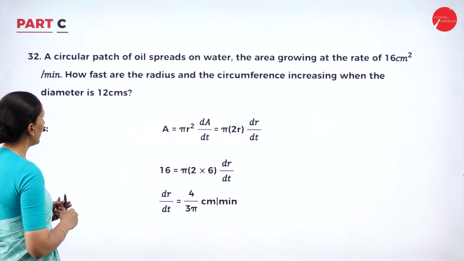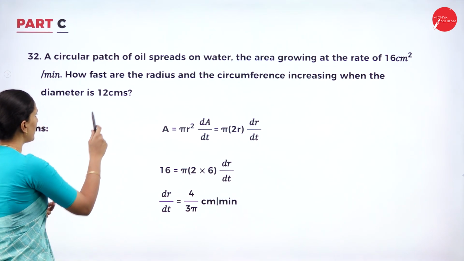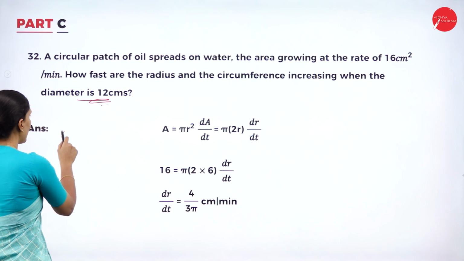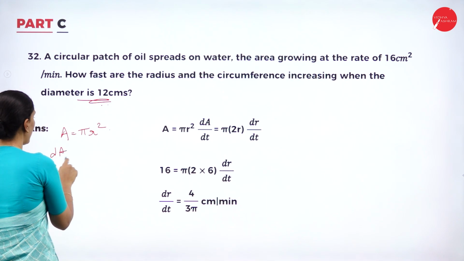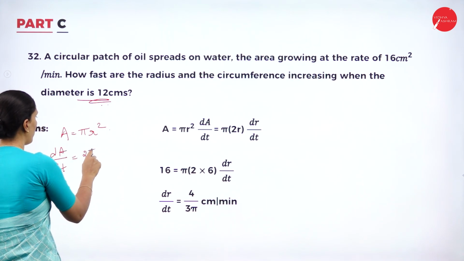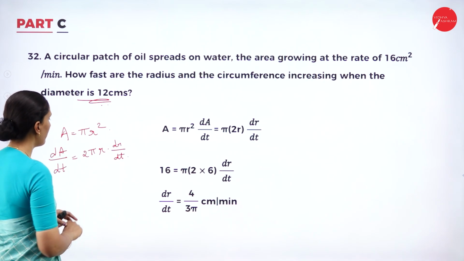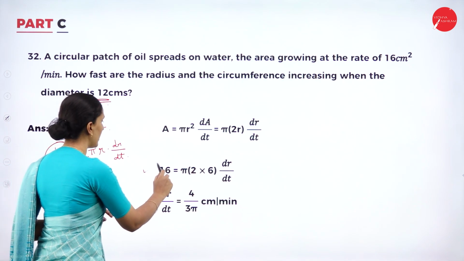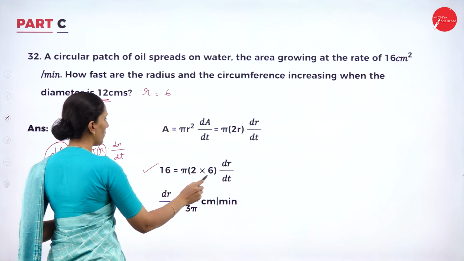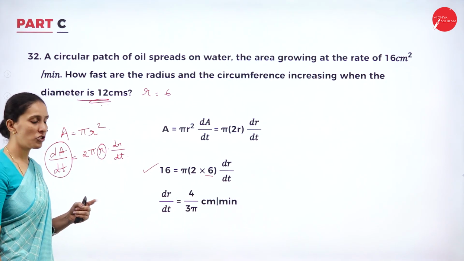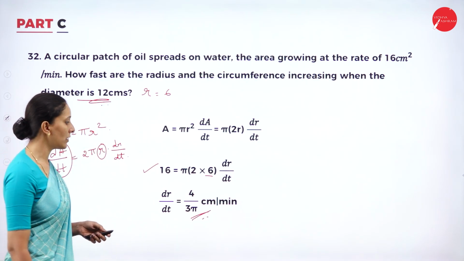They have given the area, that is, we need to find out the change in radius whenever the diameter is 12 centimeter. So, we know that area is equal to pi r square. Therefore, when you differentiate this, we will get dA by dt is equal to 2 pi r into dr by dt. Now it is given that the change in area is 16 and the diameter is 12, which means r is equal to 6. So, we will put r is equal to 6. We are supposed to find out the change in radius. Therefore, the change in radius is 4 by 3 pi centimeter per minute.